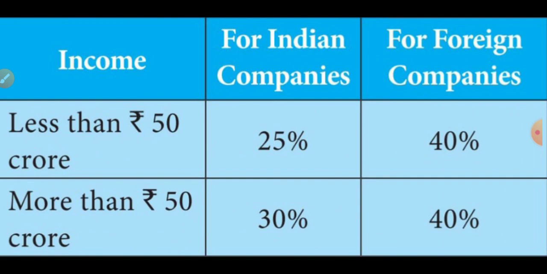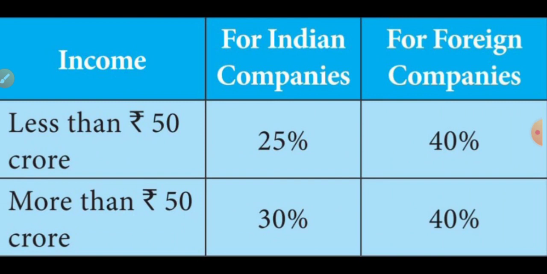Listen very carefully, students. If an Indian company's income is less than rupees 50 crore, it has to pay 25 percent in taxes. At the same time, a foreign company with income of rupees 50 crore has to pay 40 percent.